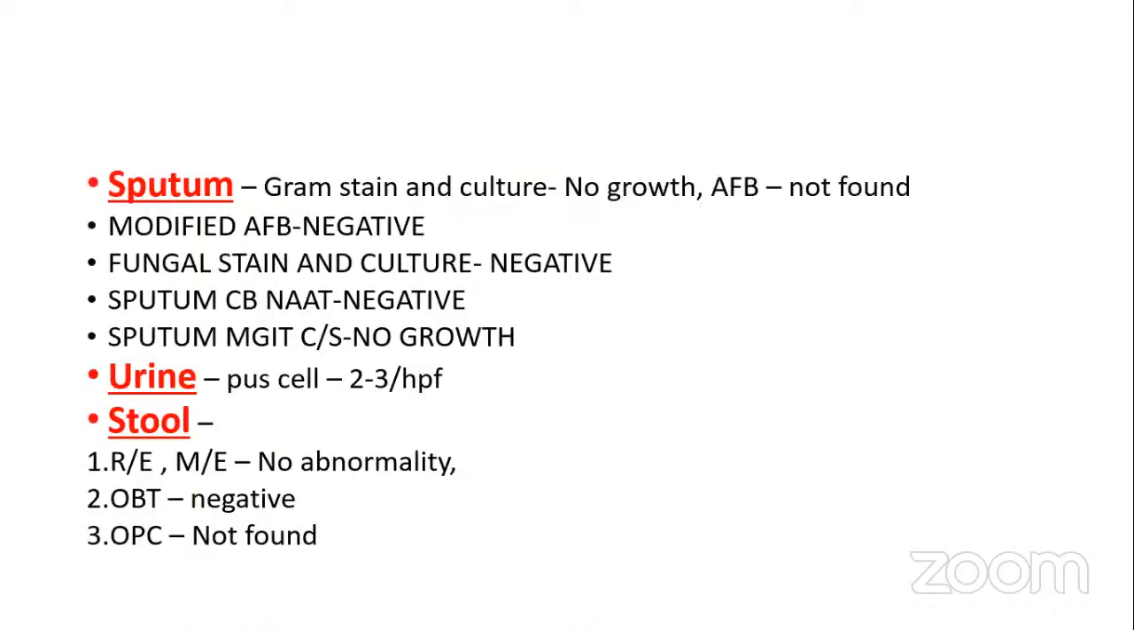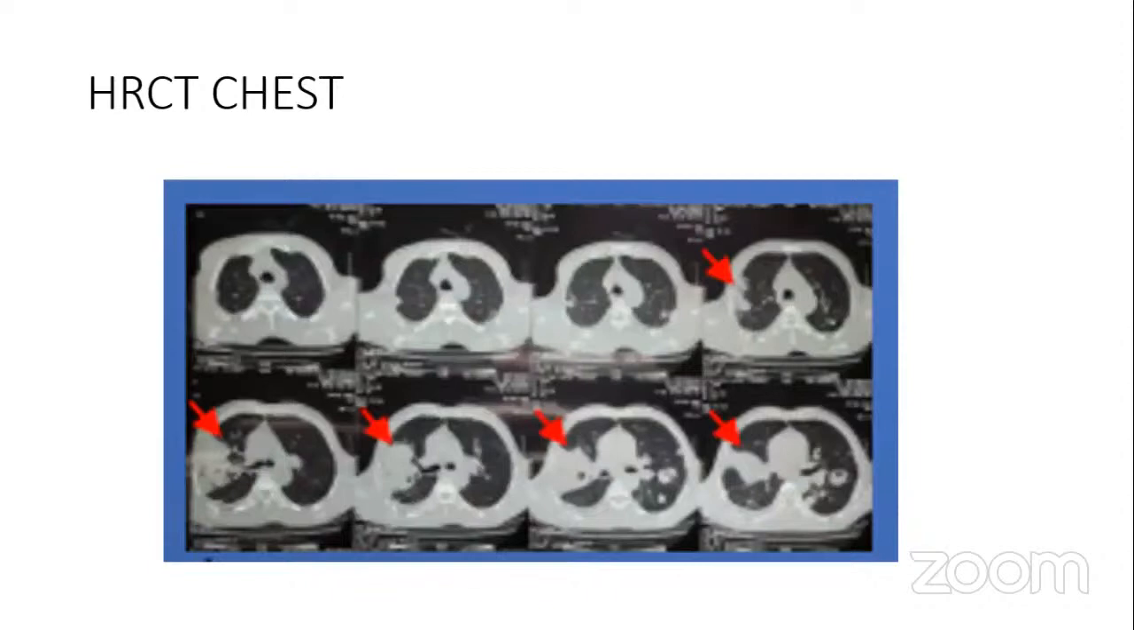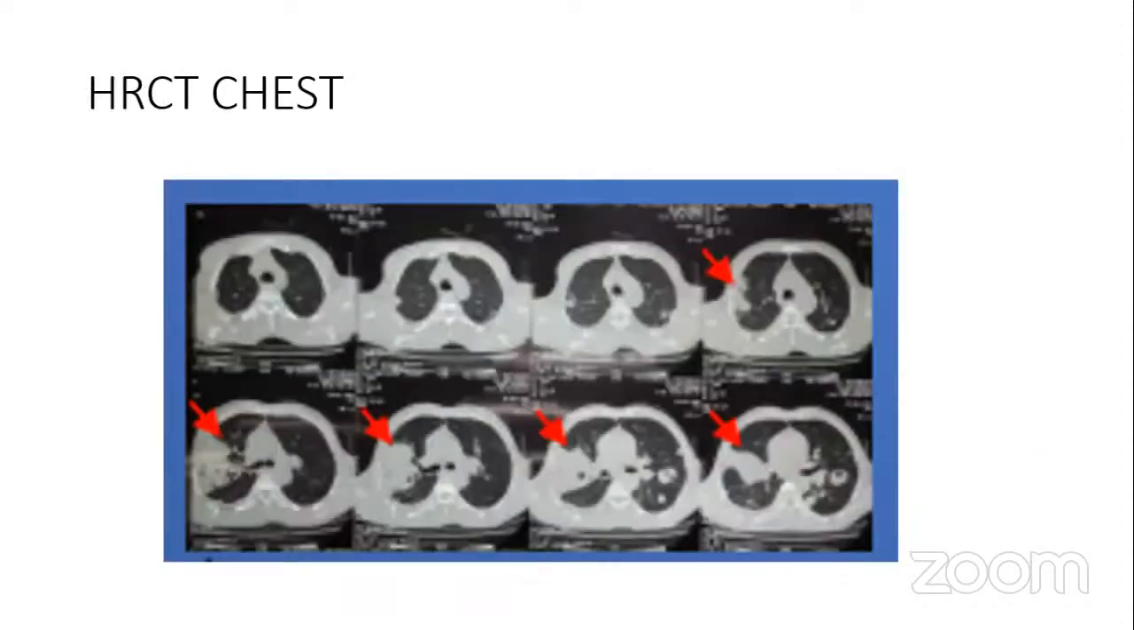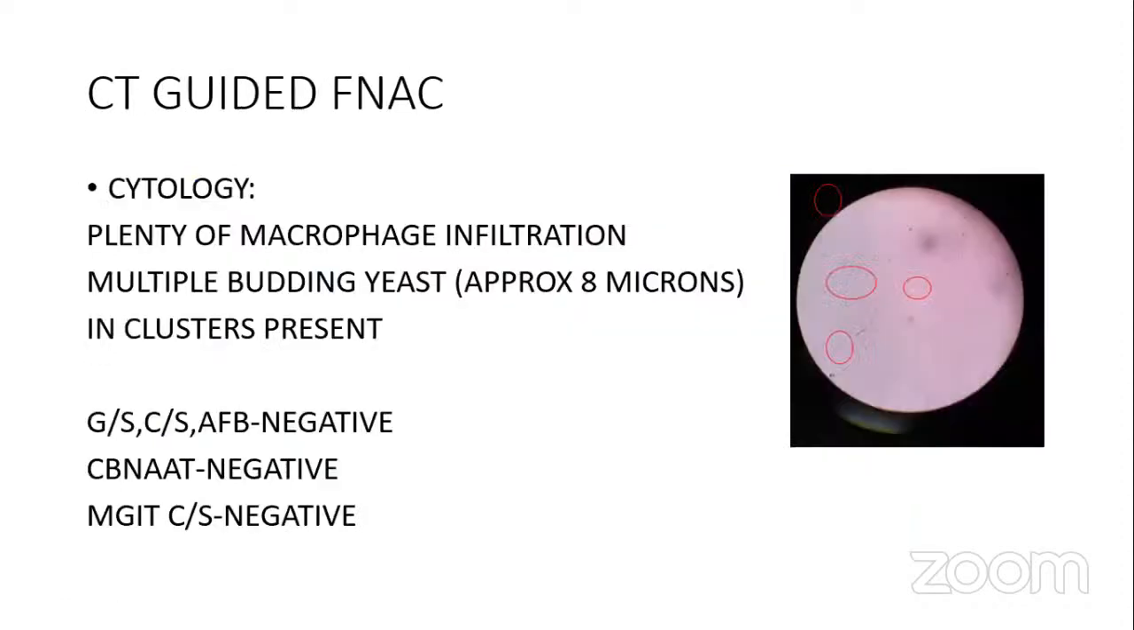They have done the sputum examination. Gram stain culture showed no growth. AFB was not found. Modified AFB for nocardia was negative. Fungal stain and culture from the sputum were negative. Sputum CBNAAT was negative. Sputum MGIT culture was also done, which showed no growth. Urine was normal. Stool was also normal. The HRCT shows the same lesion, significantly involving the mid and lower zone of the right side. So we went ahead to get the samples, and we did a CT-guided FNAC.